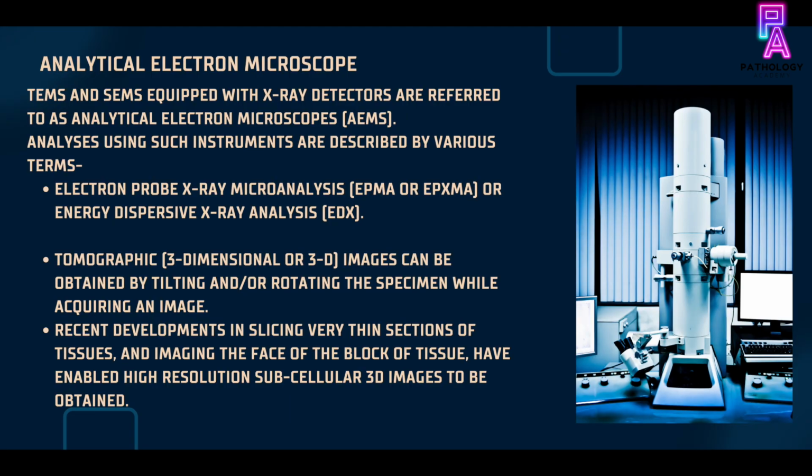Transmission electron microscopes and scanning electron microscopes equipped with X-ray detectors are referred to as analytical electron microscopes. Analysis using such instruments is described by terms like electron probe X-ray microanalysis or energy dispersive X-ray analysis. Tomographic 3D images can be obtained by tilting or rotating the specimen while acquiring an image. Recent developments in slicing very thin sections of tissues and imaging the face of the block of the tissue have enabled high resolution subcellular 3D images to be obtained.